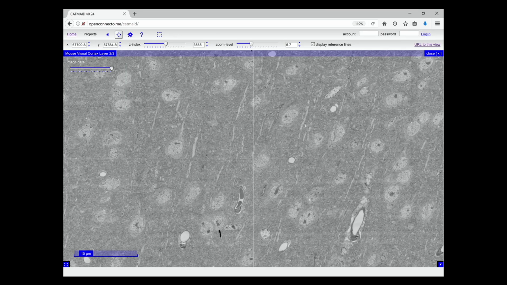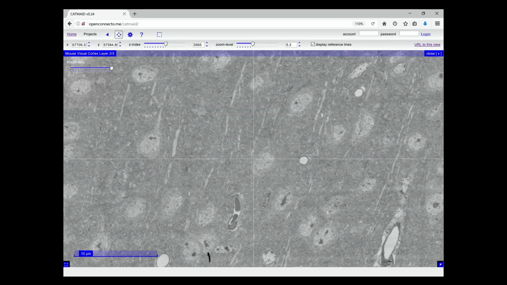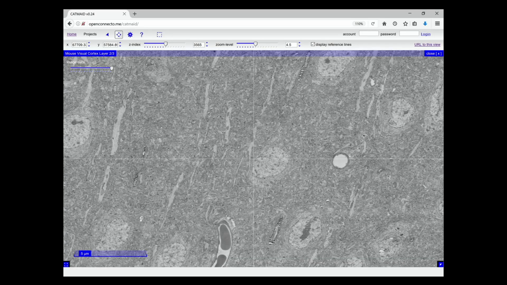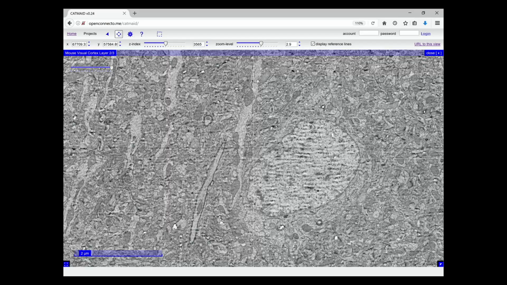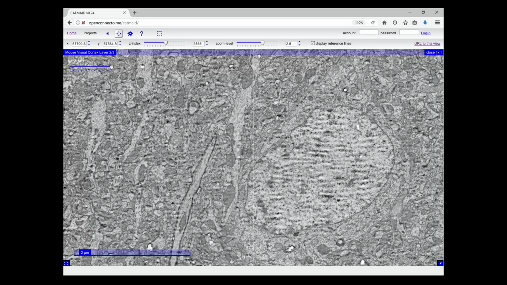So I'm zooming in. What we see here are, well, this is a cell body. And we zoom in, and we start seeing mitochondria, like here or there. Mitochondria are these organelles that have membrane stacks, and they're often called the powerhouse of the cell.